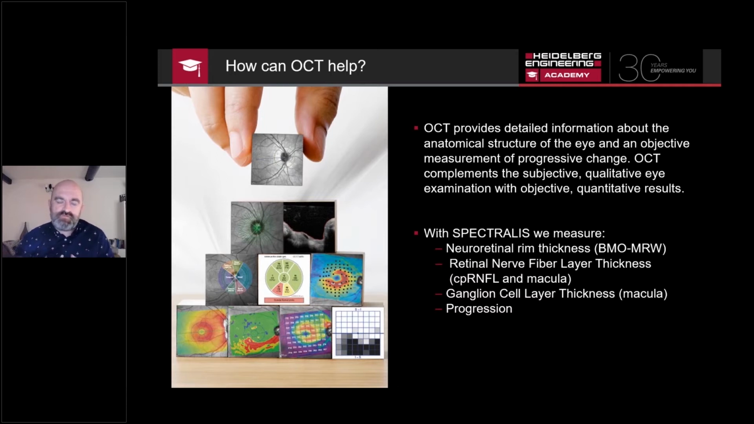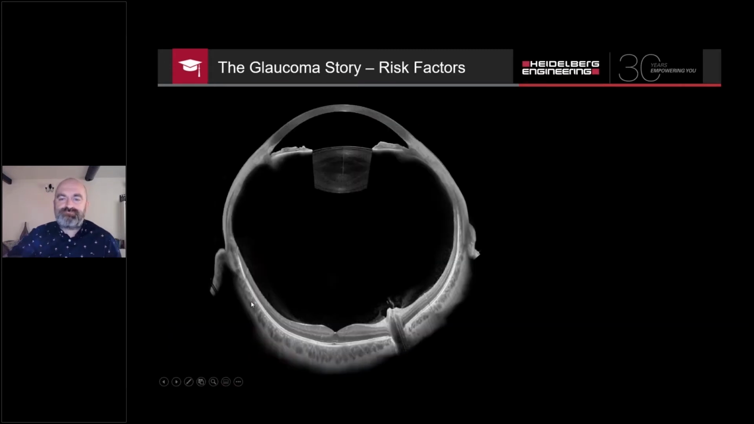But with all of these measurements and parameters, the key with OCT is tracking the progression of this disease, because of course glaucoma is a slow-moving optic neuropathy, which naturally does lend itself very well to OCT.